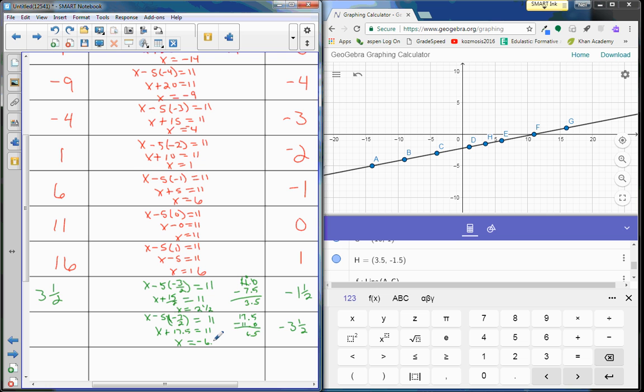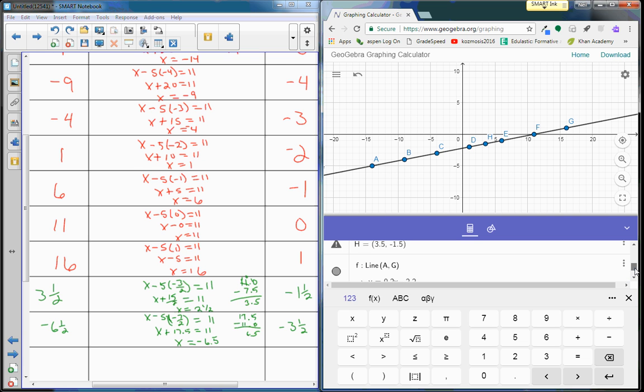So it's -6.5, and I'll make it -6 1/2, or -13/2. Now when I go to plot this, it's going to be -6.5, comma, -3.5. And did I enter that correctly?